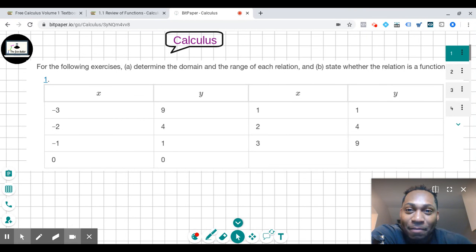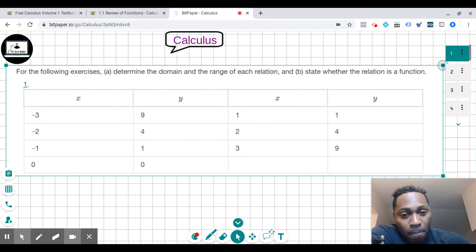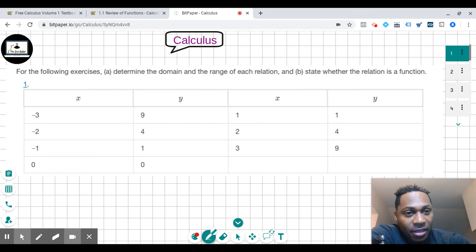Today we're going to look at the domain and the range of a function. This is a very common question in calculus. Actually, we're going to look at a relation, see the domain and the range, and answer the question of whether or not this is a function.